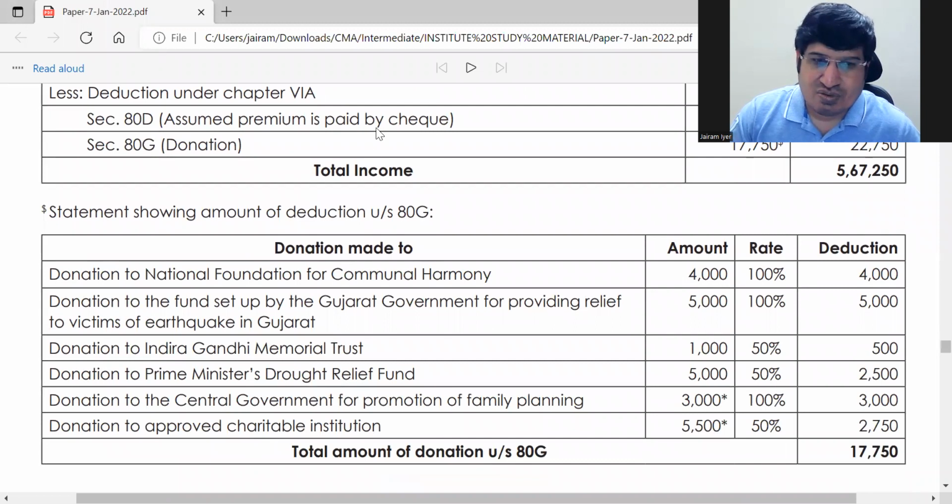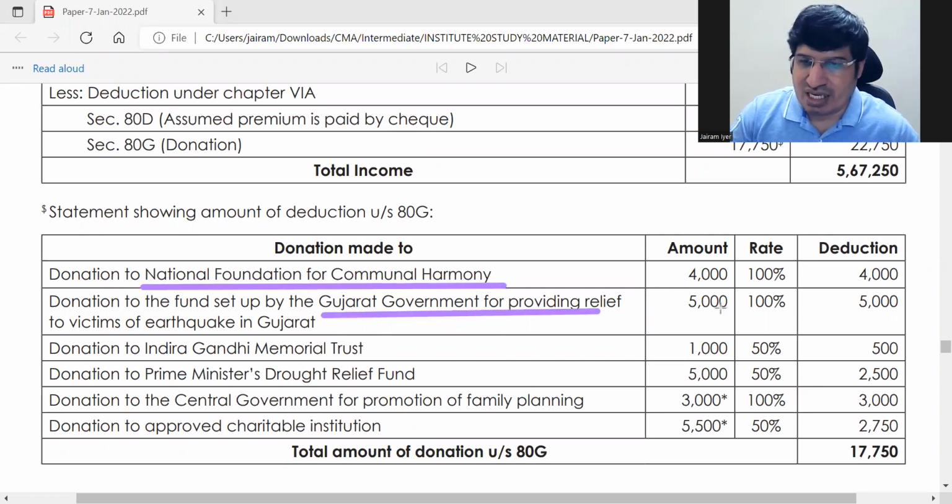Okay, so last three we saw. Last three we will not consider, right? Let's see what all are there here. National Foundation for Communal Harmony and Gujarat Government Relief of Earthquake. Okay, 4,000, 5,000, it's all 100%. These two are 100% category A, so you are getting full deduction here. First two, and then Indira Gandhi Memorial Trust, third this one.